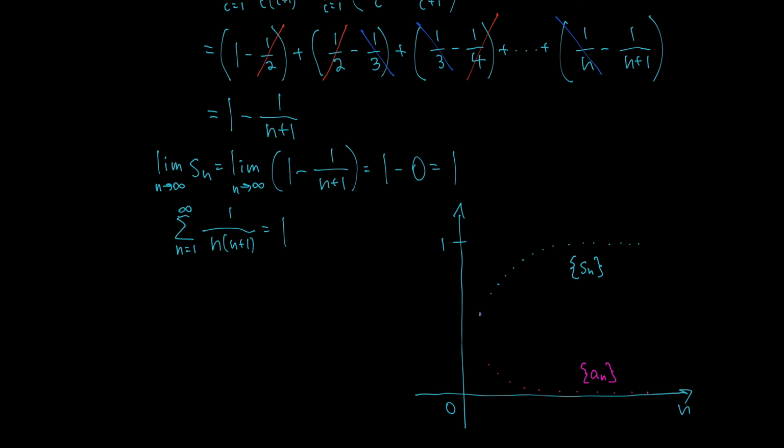So you have to be very careful when evaluating infinite series that you don't just blindly take the limit of the sequence inside of the series. Because if you do that, you'll just have the limit of a sequence. You need the limit of the partial sums of the series, which is a totally distinct sequence.